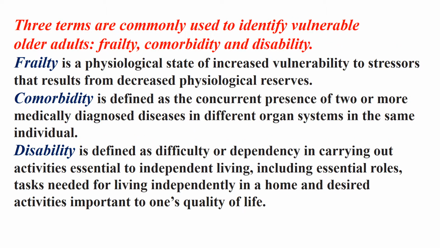Three terms are commonly used to identify vulnerable older adults: frailty, comorbidity, and disability. Frailty is a physiological state of increased vulnerability to stressors that results from decreased physiological reserves. Comorbidity is defined as the concurrent presence of two or more medically diagnosed diseases in different organ systems in the same individual.